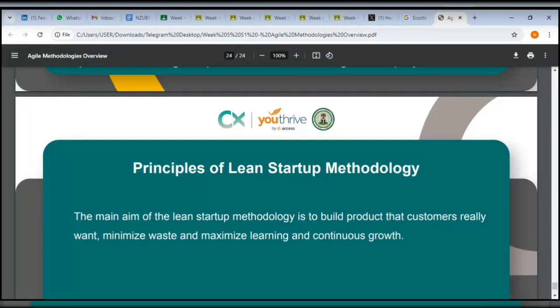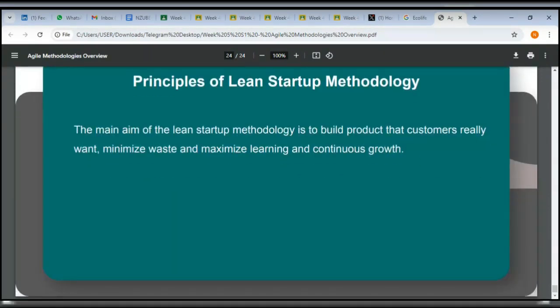The main aim of the lean startup methodology is to build products that customers really want, minimize waste, and maximize learning and continuous growth. There is no lean startup without room for growth. That is the whole point. There is no lean startup without the goal to minimize waste, waste of resources, waste of information, waste of tools, and waste of skills. And then there's no lean startup methodology without empathy towards the experience of your customers.